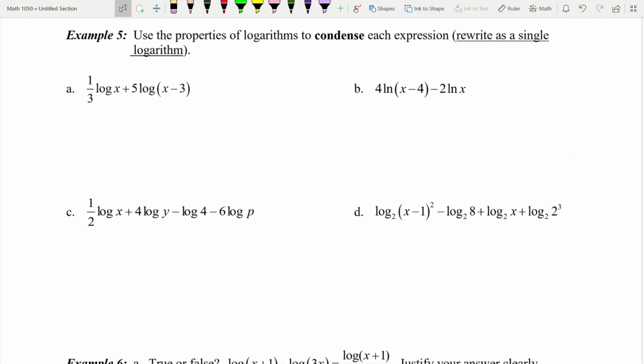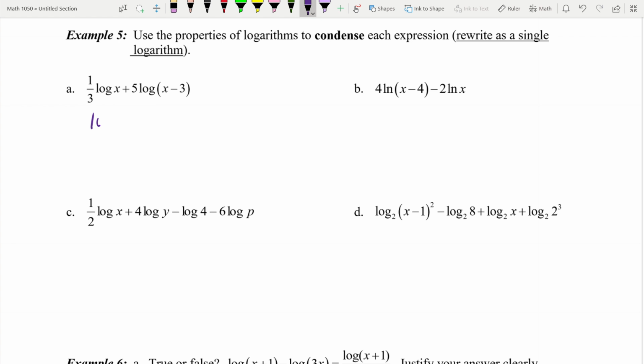Okay, now we're going to go the other way. Now it's expanded and we're going to condense. You have to go in exactly the opposite order that we just did. So what was the very last step that we just did on the ones before? Exponents. So what are we going to do first? Pull them up as exponents, right?